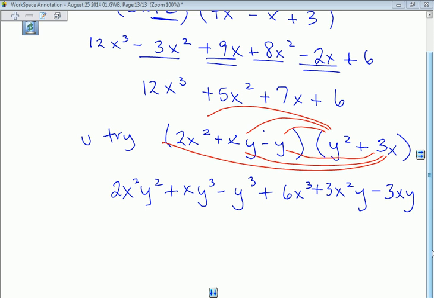So would that be the answer? Is there anything to combine? Let's take a look. Is there any like terms here? No. That is it. That is all we can do with this. Okay? Alright.